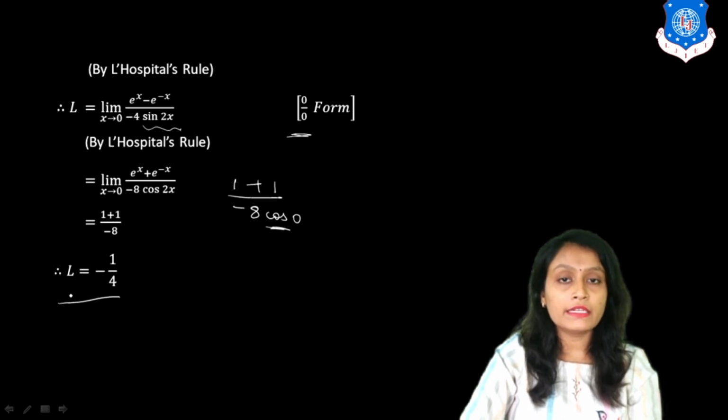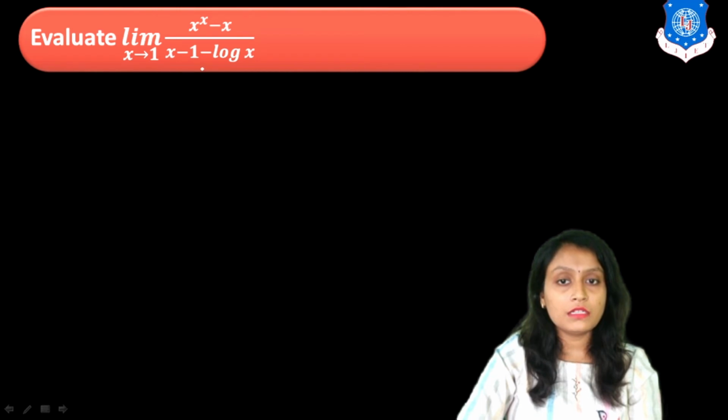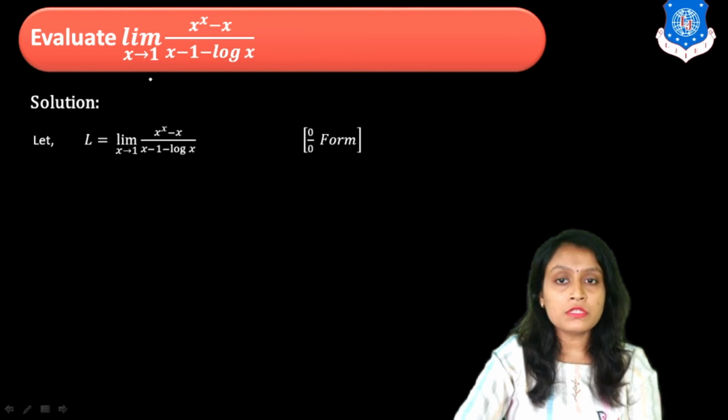Okay, until you get the finite answer. Now let's begin with another example. Limit x tends to 1, x raised to x minus x upon x minus 1 minus log x. So we will suppose this limit as L. Now if you substitute x equals 1, you will get the form 0 by 0.